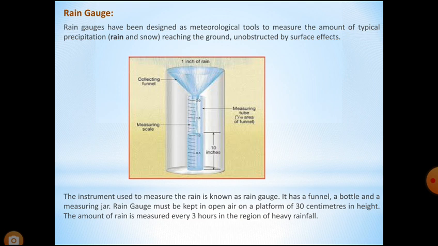Rain gauge is also used to measure snowfall. 120 millimeters of snow is considered equal to 10 millimeters of rainfall.